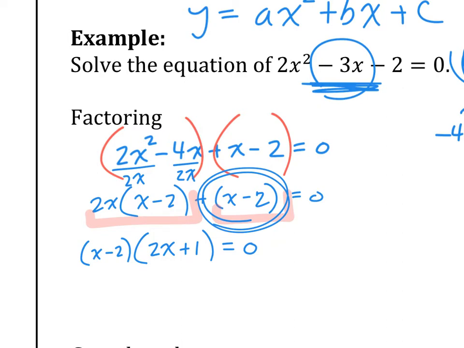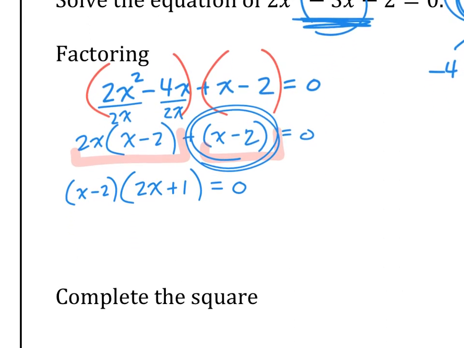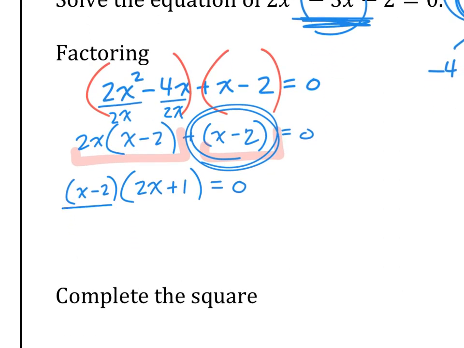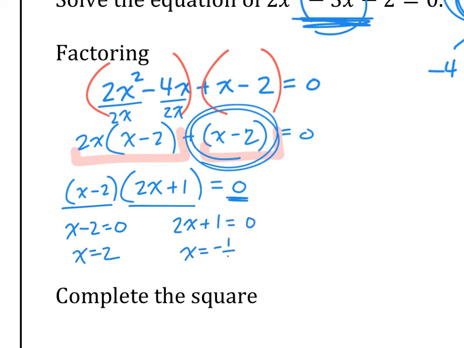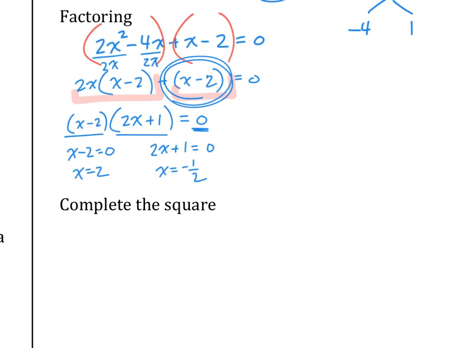Once we factored it correctly, we still need to solve. That means each factor is equal to 0. So x minus 2 is 0, or 2x plus 1 is 0. So x is 2, and x is minus 1/2. All right, that's solving by factoring.